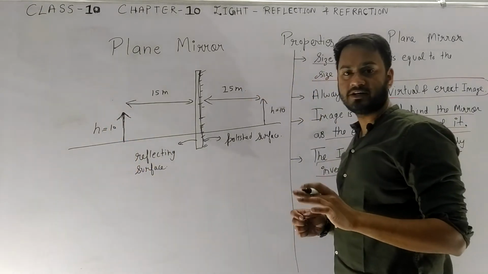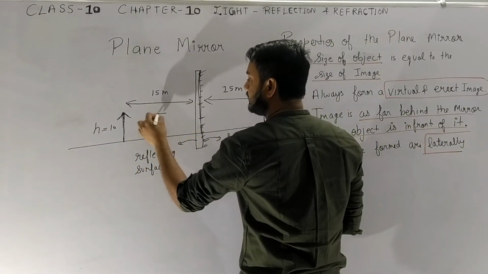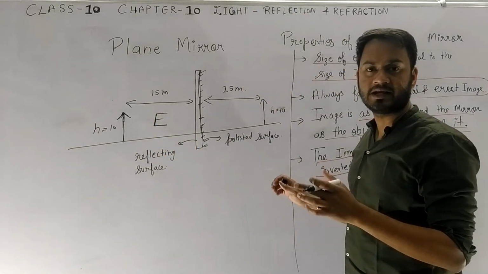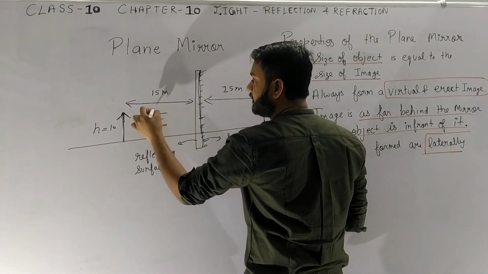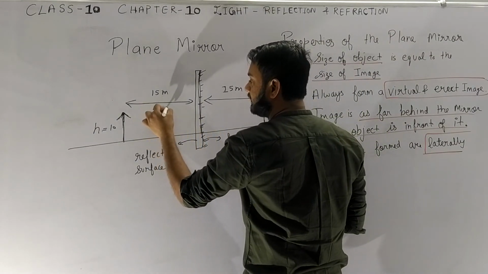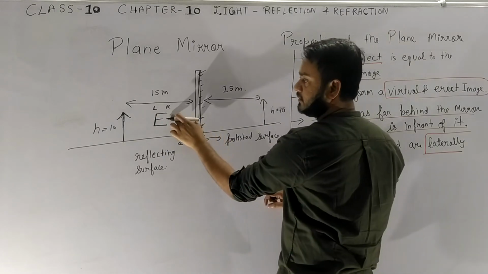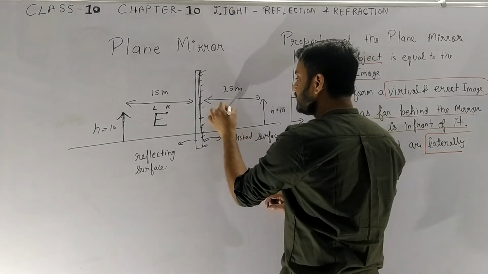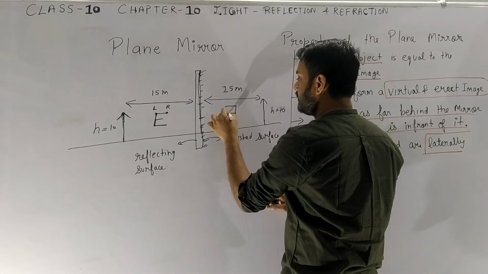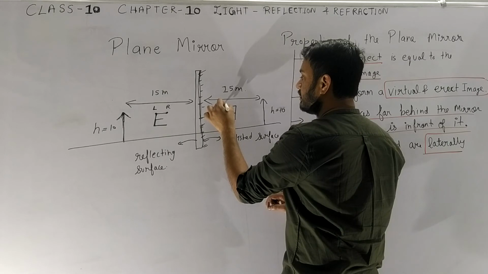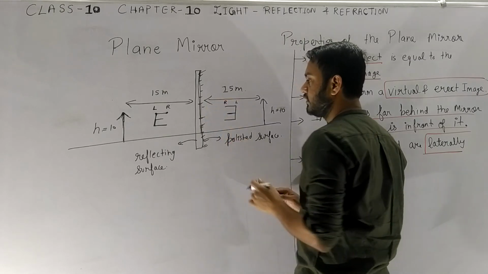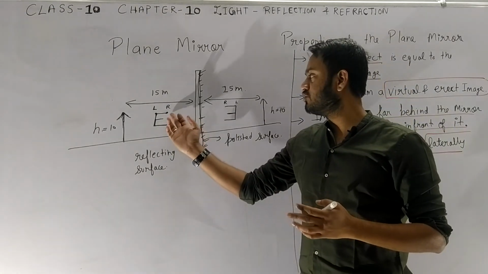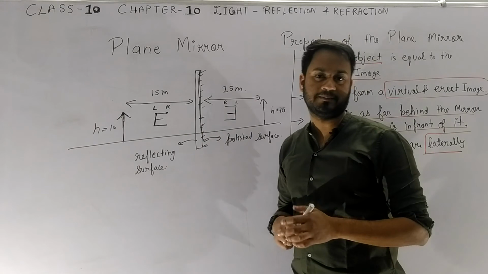What is laterally inverted? Suppose I write a letter E here, and I place that letter in front of the plane mirror. So this will be the left of letter E and this will be the right of letter E. What happens is this will turn around like this, so it is flipped. This is called laterally inverted. जो इसका right है वो left हो जाएगा और left right हो जाएगा.